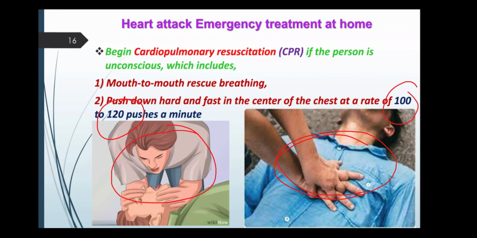Or number two, apply strong pushes over his chest by keeping both hands over his chest, at the rate of 100 to 120 pushes in a single minute. In this way, you can restore the breathing, the lungs, and the blood flow of the patient. So the patient will become a bit normal, and then you can easily take him to the hospital. And remember that once someone is suffering from heart attack, never wait for the doctor, never wait for the hospital. Your patient may die.